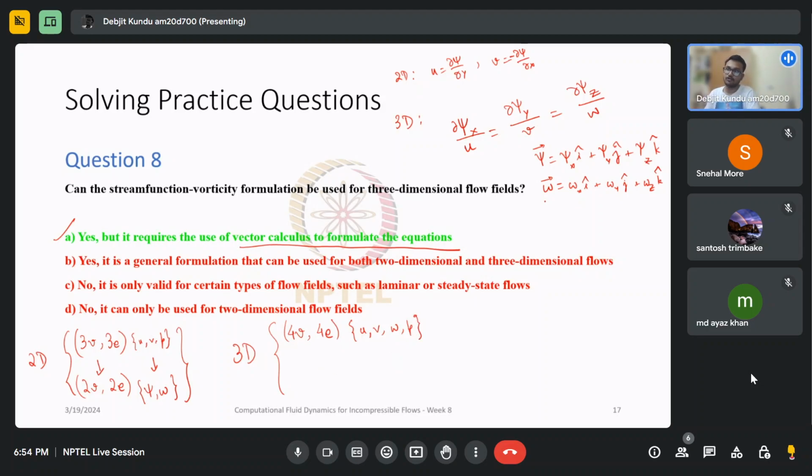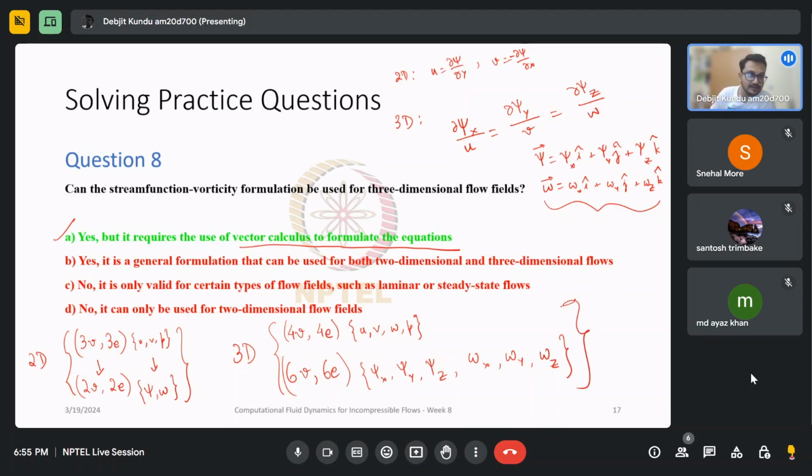Now, if I go to this mode, then I have six variables because psi has three components: psi x, psi y, psi z, and omega also has three components: omega x, omega y, and omega z. So now I am looking at 6 variables and I need 6 equations as well to solve them. So in 3D, things do not get simplified. Instead, they get more complicated. So it's not useful to apply this to 3D problems.